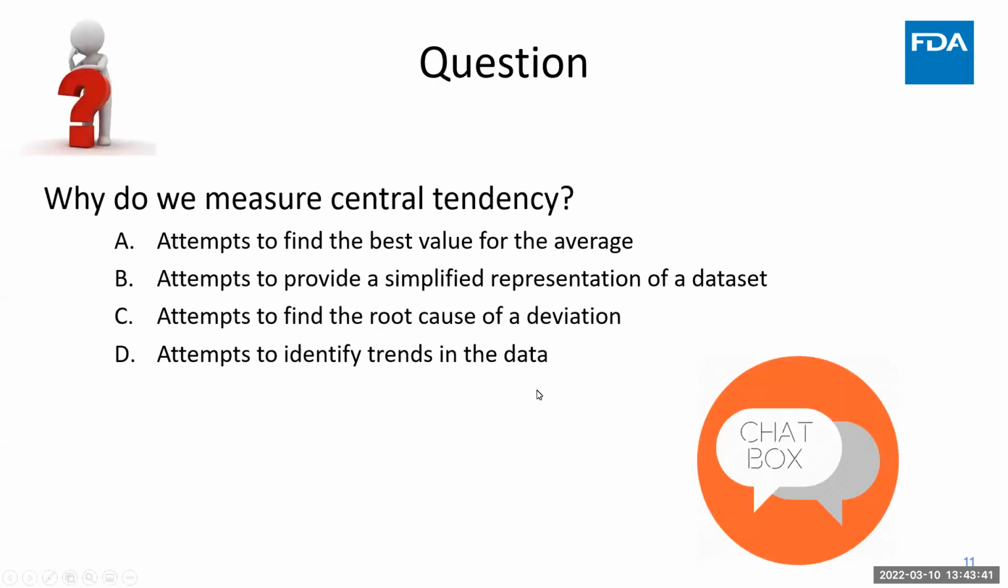So here we have a question. Why do we measure central tendency? A, define the best value for the average. B, attempts to find a simplified representation of the data set. C, attempts to find the root cause of a deviation. Or D, attempts to identify trends in the data. We'll give you a couple of seconds. You can enter your answers in the chat.